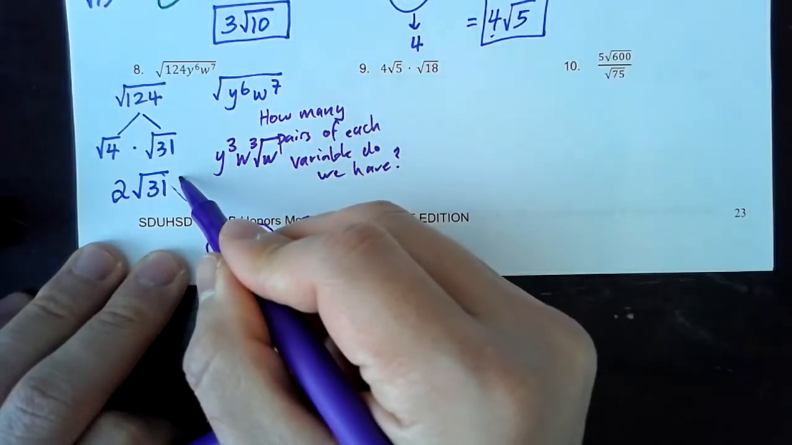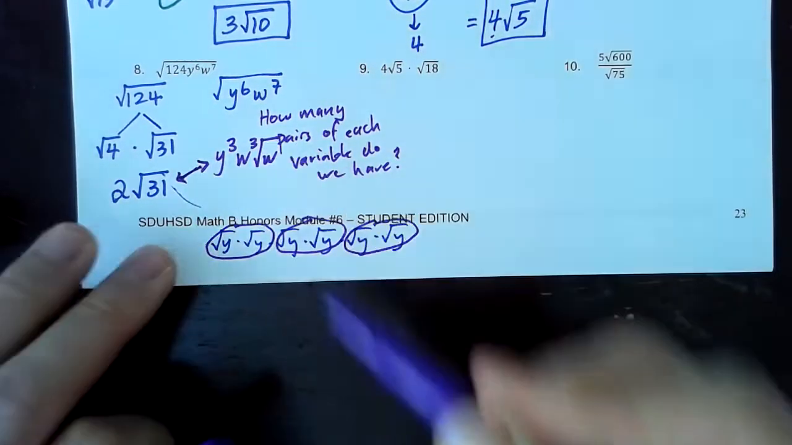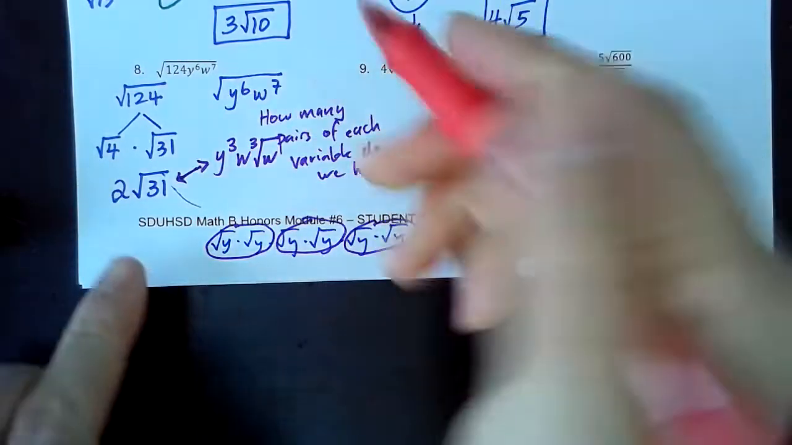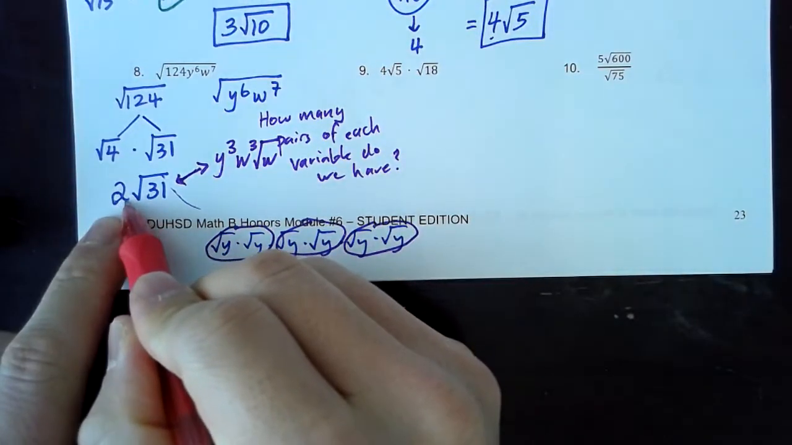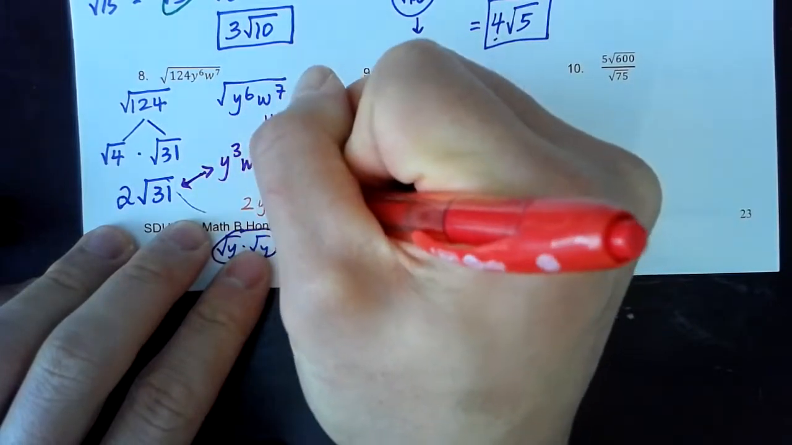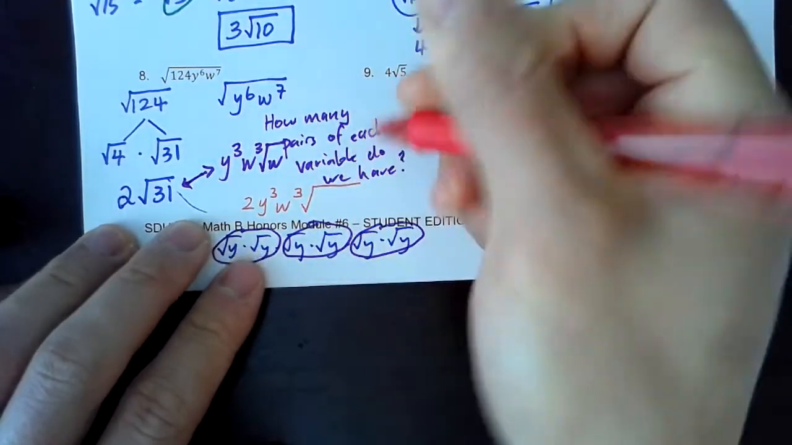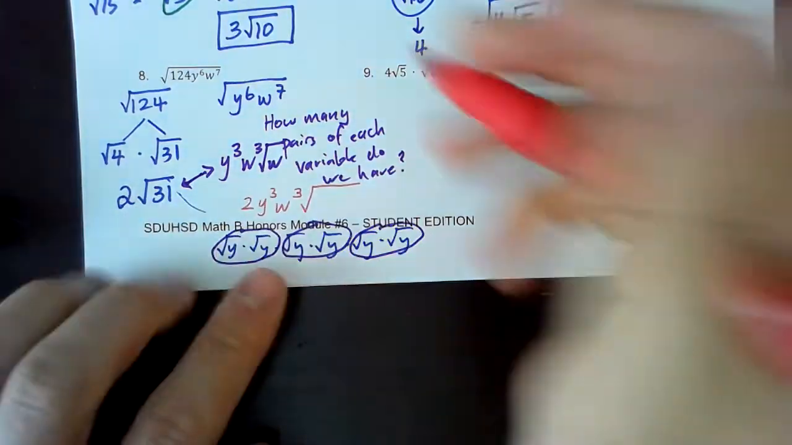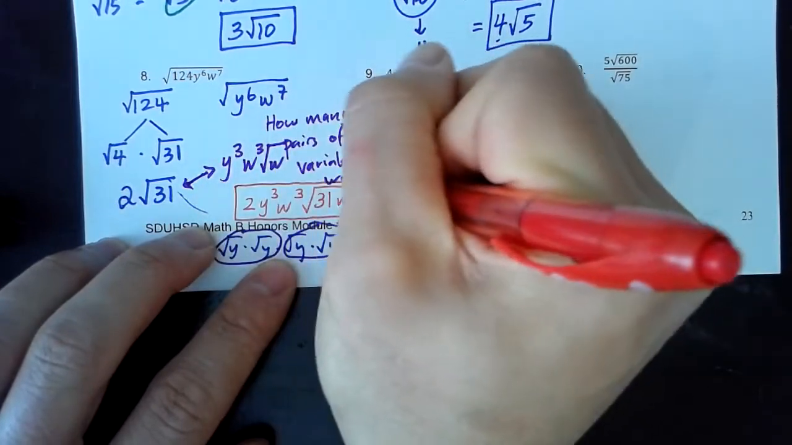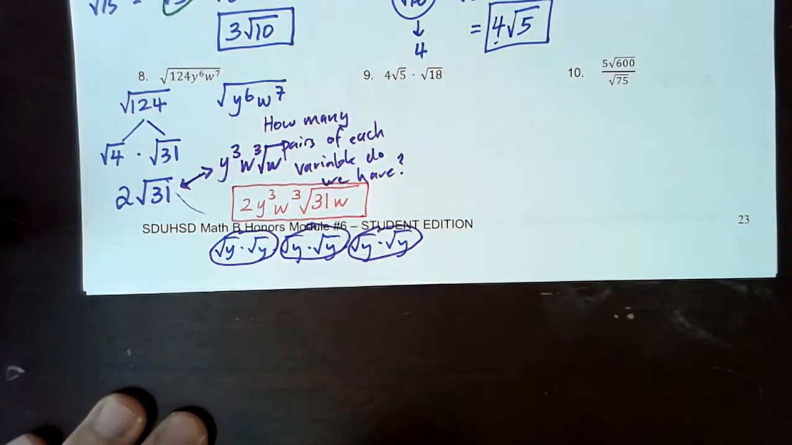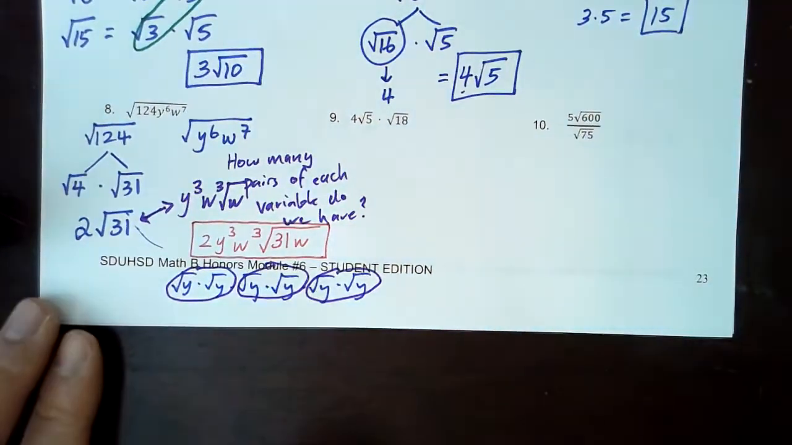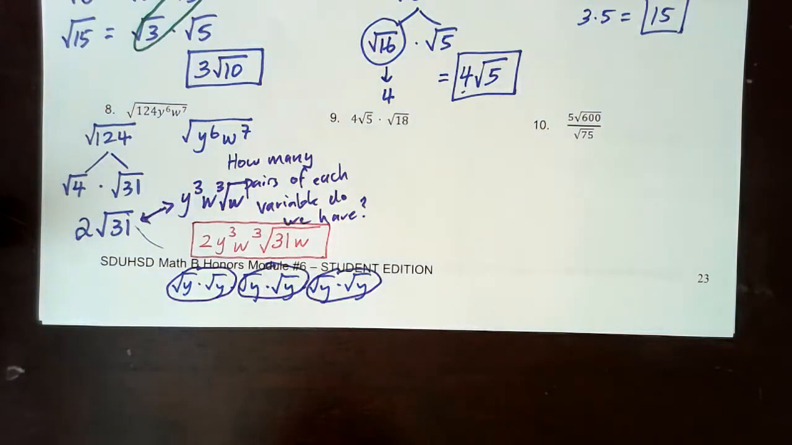Okay, we're still not done. We're going to finally combine these 2 things. And this I'm going to write in red. We end up getting 2 as the outside term, the value, the coefficient. And it's going to be 2y^3 w^3 square root, and then you combine the square roots 31 and w. That was a lot of work, but hopefully that made a good amount of sense.